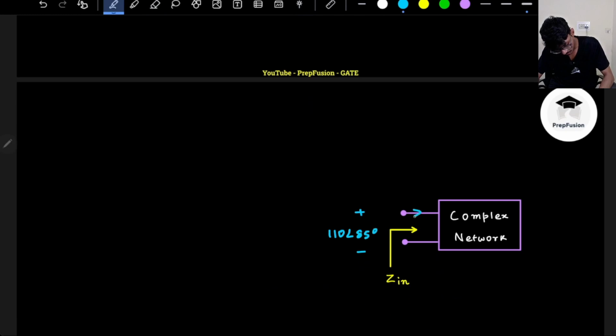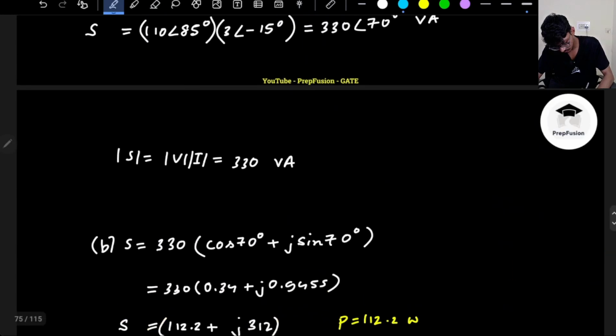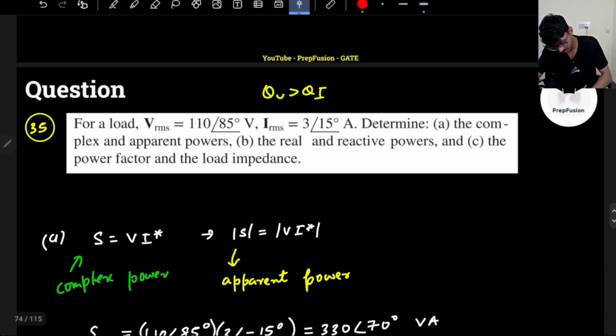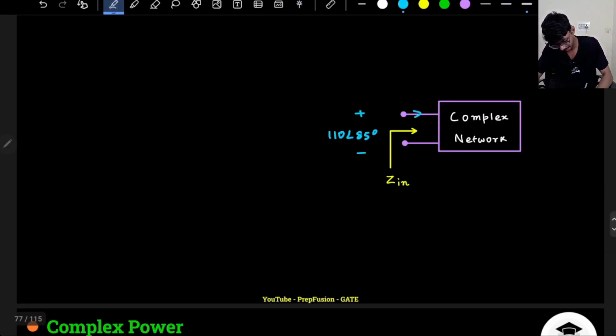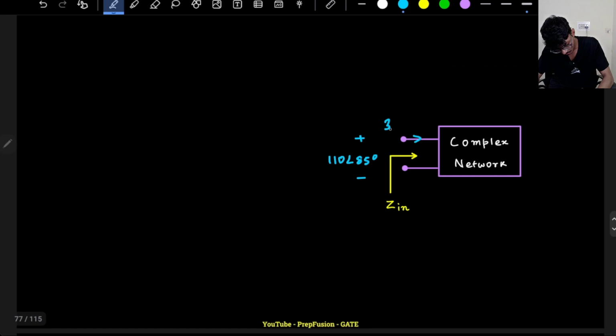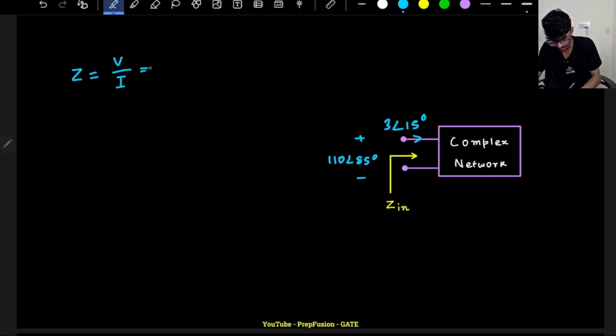Okay. What about the current? Current is 3 angle 15. Now of course I can find out the impedance. What is impedance? Impedance will be simply V upon I, right? So it is 110 angle 85 divided by 3 angle 15.